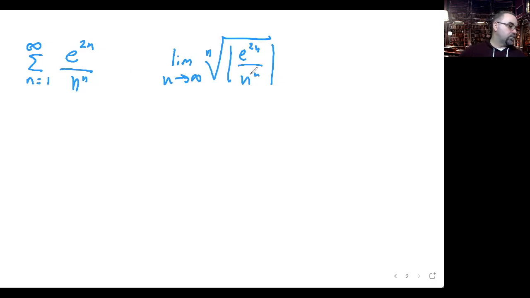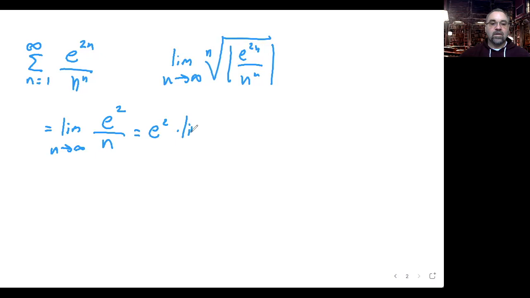Well, in that case, we can come up with the nth root of e to the 2n and the nth root of n to the n, easy for me to say. e to the 2n to the nth power, that's just e squared. The nth root of n to the nth power is just n. And so now we have e squared over n, which as n goes to infinity, e squared is a constant, so you could even bring it out of the limit if you wanted. You don't have to, because I think we all realize that 1 over n is going to go to 0. So this whole limit is going to go to 0. And just like before, when this is less than one, that proves our series converges absolutely.